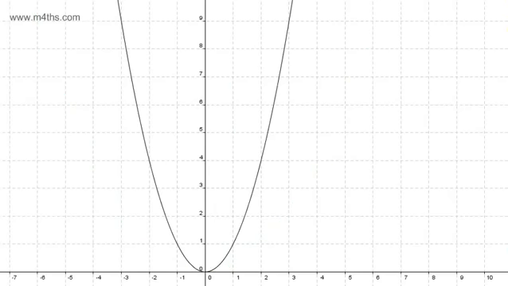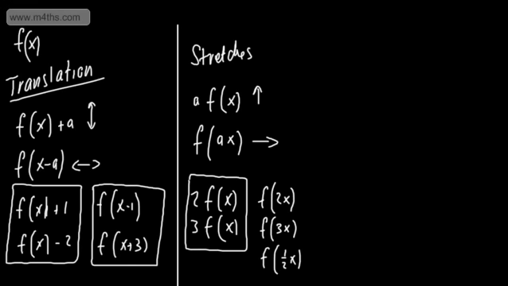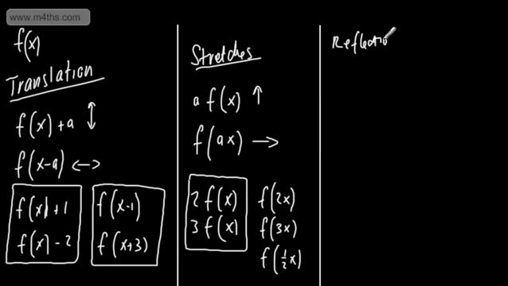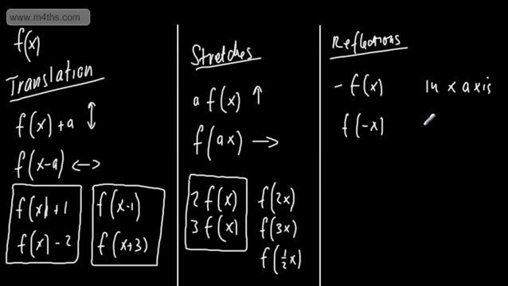The next ones are fairly straightforward. These are reflections. Let's underline that, it looks neater. The next ones are reflections. We have two types of reflections. We have minus f of x, and we have f of minus x. This is reflecting in the x-axis, and this is reflecting in the y-axis.